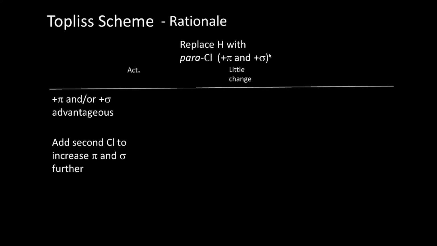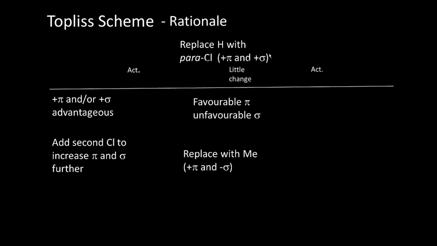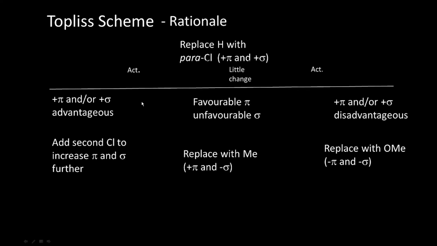So what's the rationale here? We are changing pi and sigma. This is related to hydrophobicity, and this is related to electronic effects. So activity increases, no change, or little change. Plus pi and/or plus sigma are the advantages. We are adding a second chlorine to increase pi and sigma further.